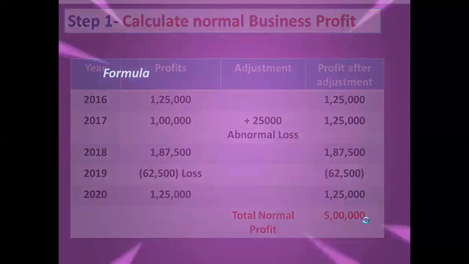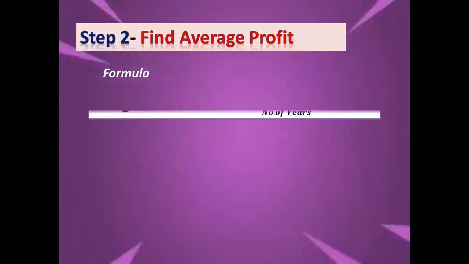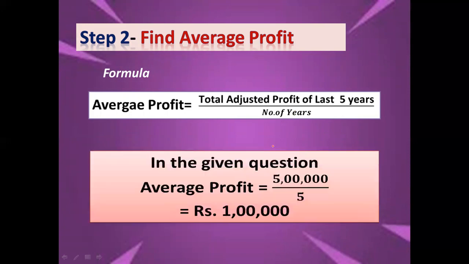Then step number 2 is find out average profit. And the formula of finding out average profit is total adjusted profit of last 5 years that you have calculated in step 1 divided by number of years. In the given question, total profit was 5 lakh that you have calculated. And how many years you have to take? 5. So we divided it by 5, and this is the answer for the average profit. So we calculated average profit to rupees 1 lakh.